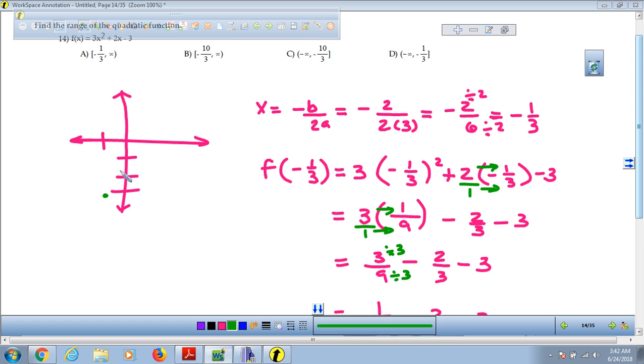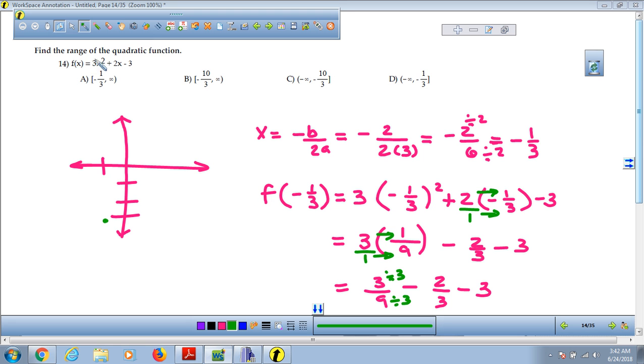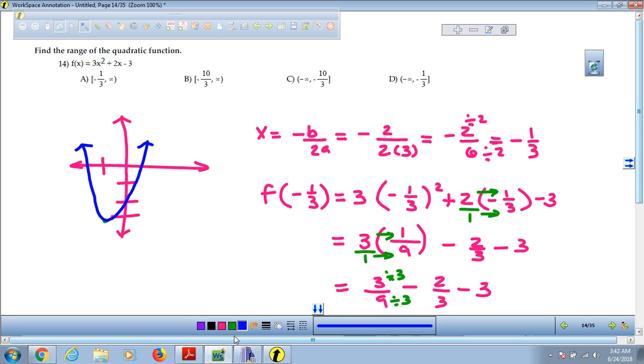My parabola is going to open upward. If you remember the number in front of the x squared, the a, that tells me if it opens up or down. If it is positive, it opens upward. From here, I don't care what the x-intercepts are going to be, because that's not the emphasis here. We're not finding x-intercepts or y-intercepts. So this point, which is negative 1/3, comma, negative 10/3, is the vertex.